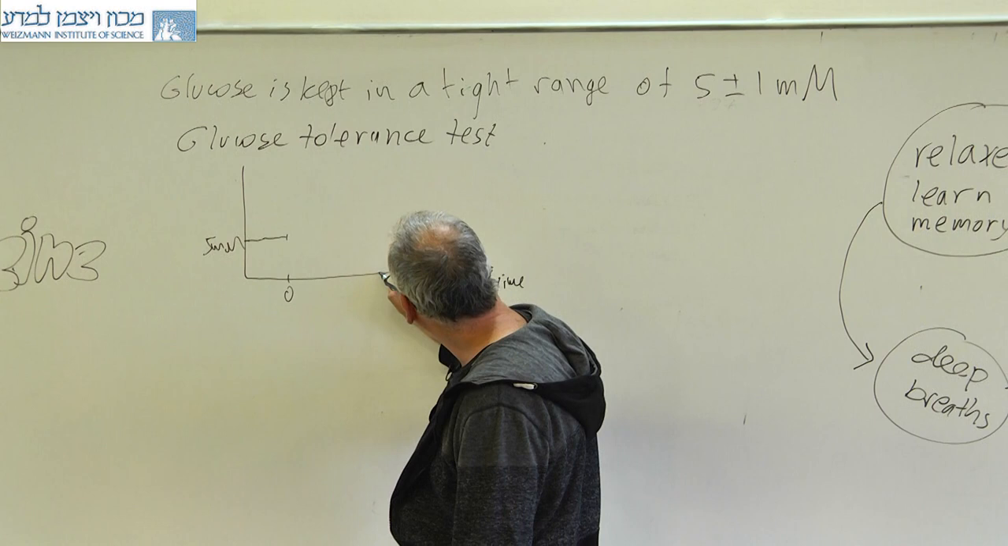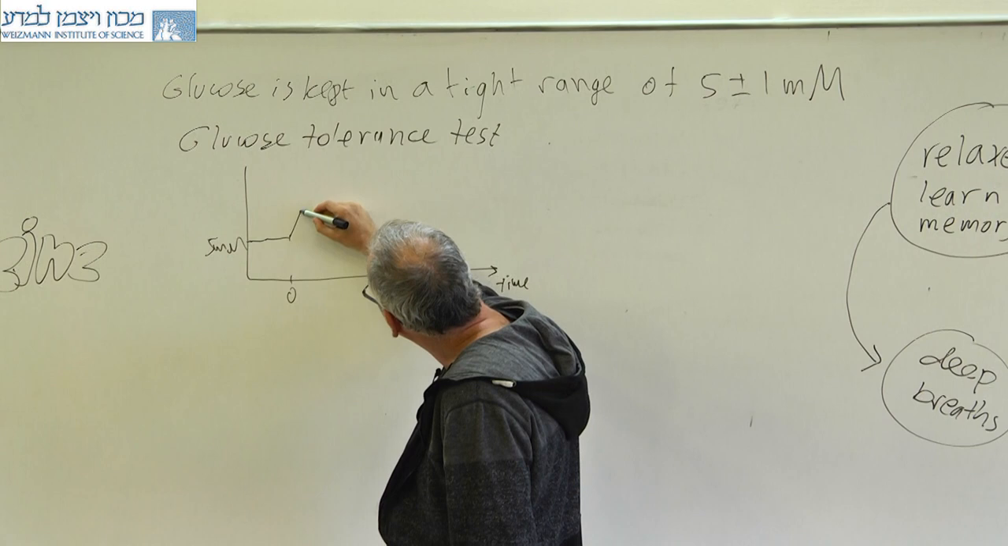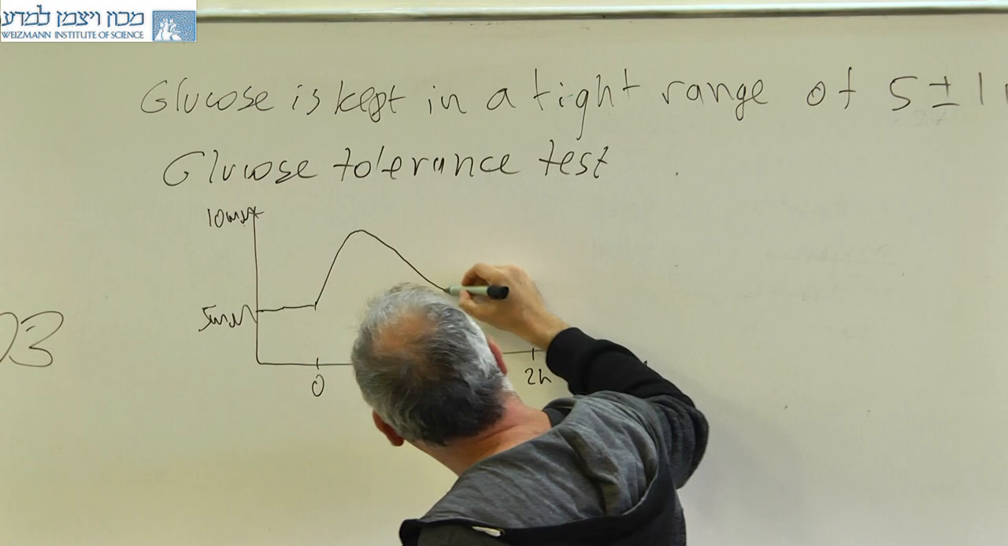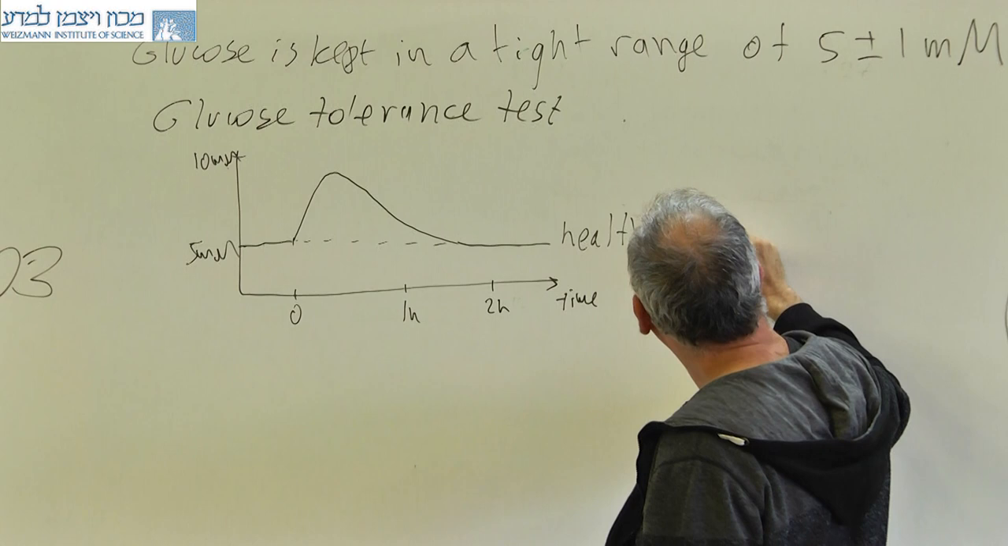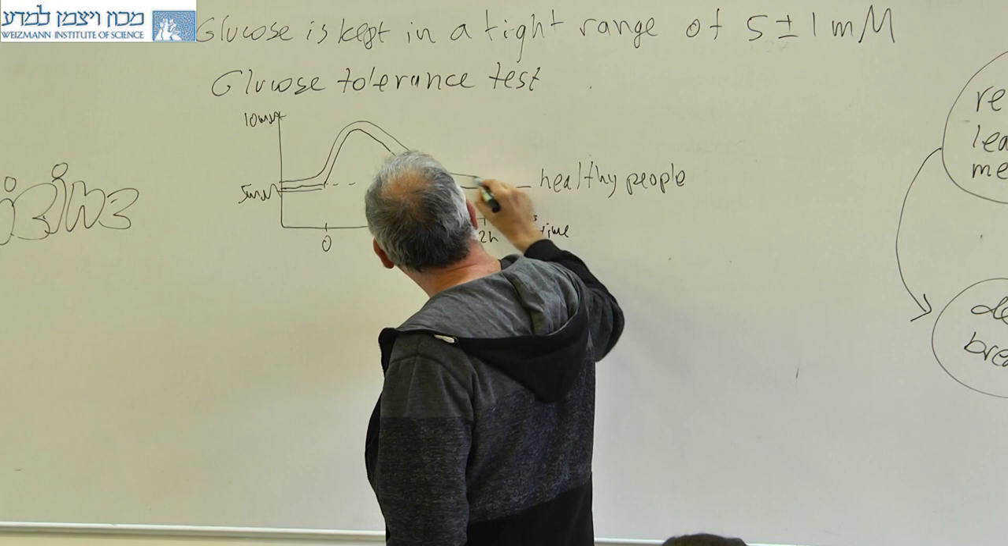What happens is that glucose rises, let's say to 10 millimolar here, and then it falls and goes back to baseline. This is supposed to happen for virtually all healthy people. As I said, different people not only have more or less the same baseline, the entire dynamics here is stereotyped and very similar between healthy people.